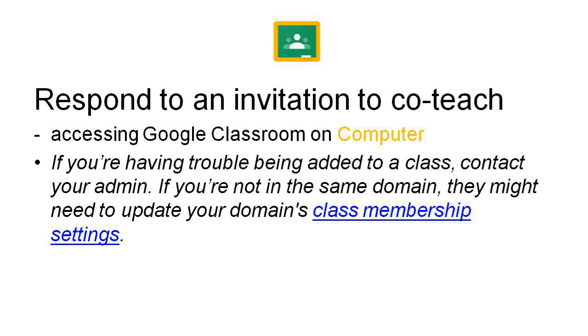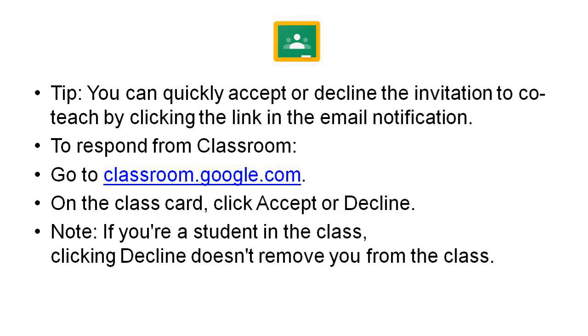So now what else can you do as a co-teacher? You can quickly accept or decline the invitation to co-teach by clicking the link in the email notification. To respond from Classroom, go to classroom.google.com. On the class card, click accept if you want to accept that particular class, else you can simply decline. Note, if you're a student in the class, clicking decline doesn't remove you from the class.